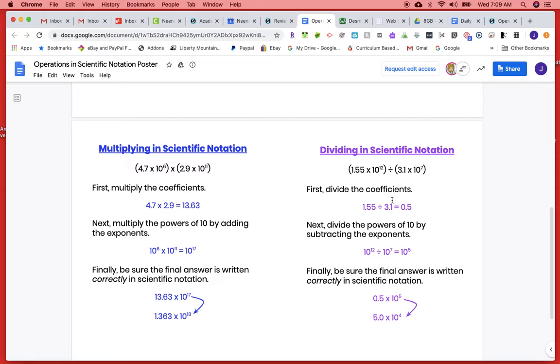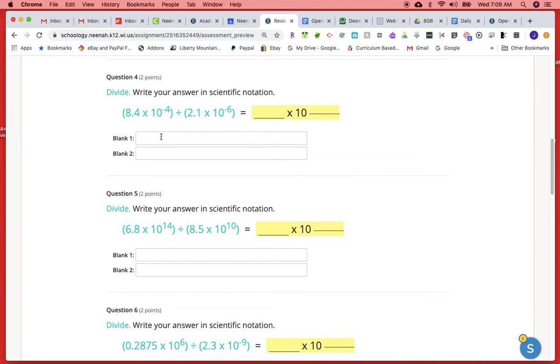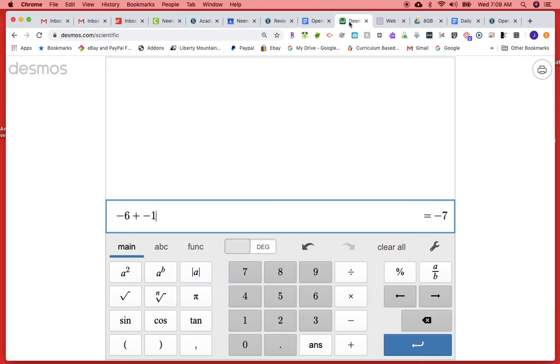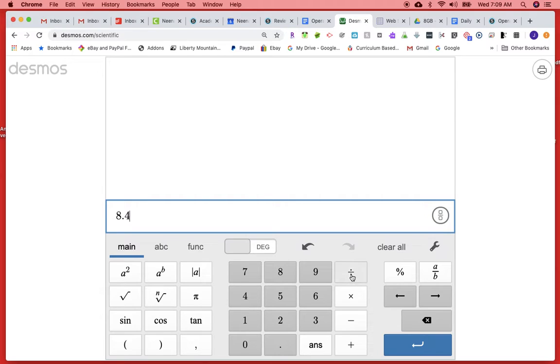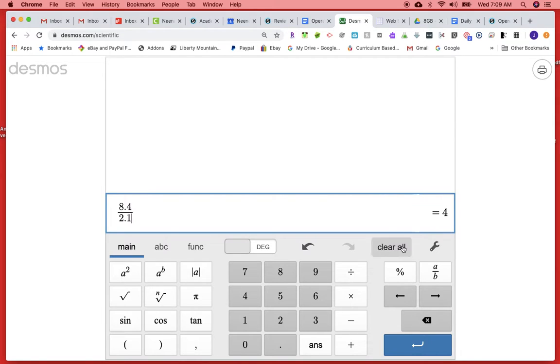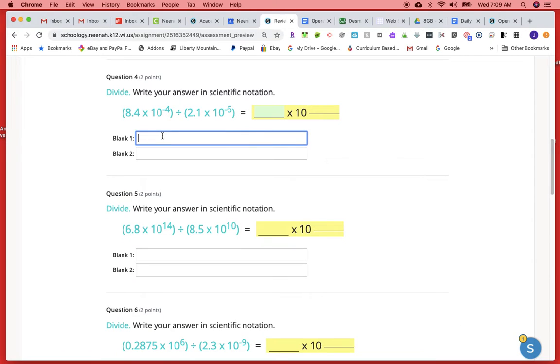It says first we need to divide our coefficients. So let's do that. We have 8.4 divided by 2.1, and we get the whole number 4. There's our first blank. And that is a good thing. That means we don't have to move our decimal at all because our coefficient in front, 4, is just the same as 4.0. You could have 4.0 if you like, but no need to. You can just say 4. That coefficient has to be between 1 and 10, and 4 is between 1 and 10.